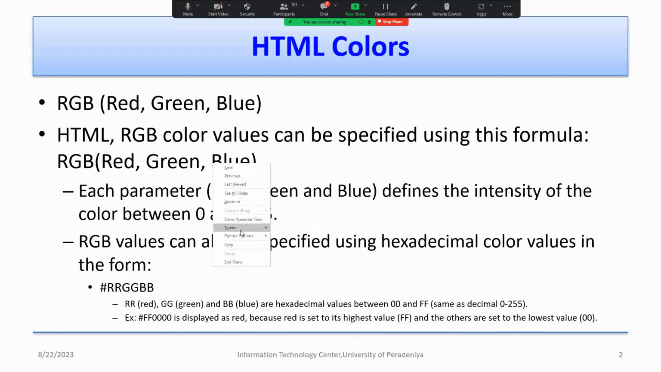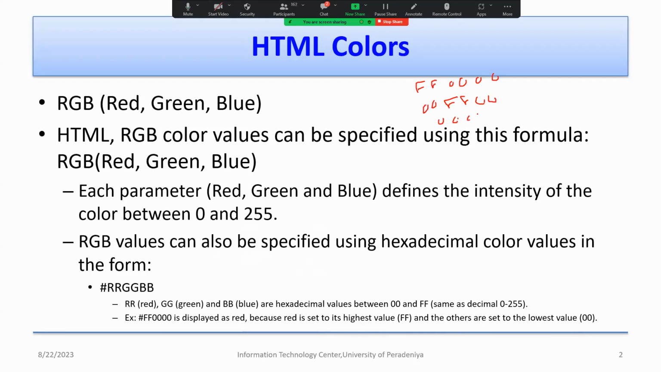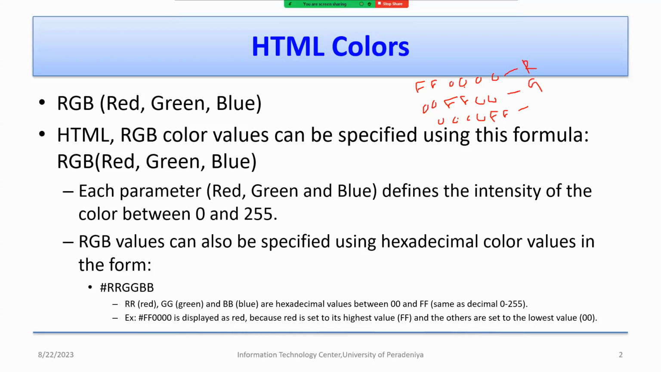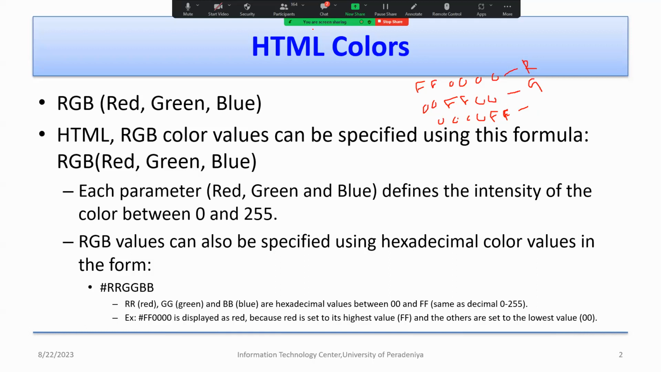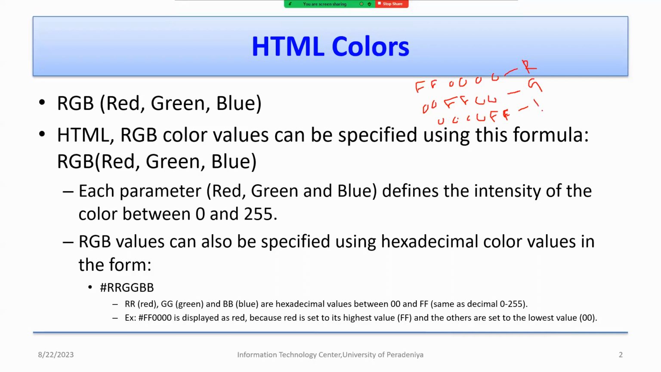Now we know FF and four zeros represent the red value. If you say 00 FF 00, what is this value? Yeah, green. This is the maximum green intensity. And the last one, four zeros FF, what does that tell you? Yeah, that is blue, because this is the maximum blue value.